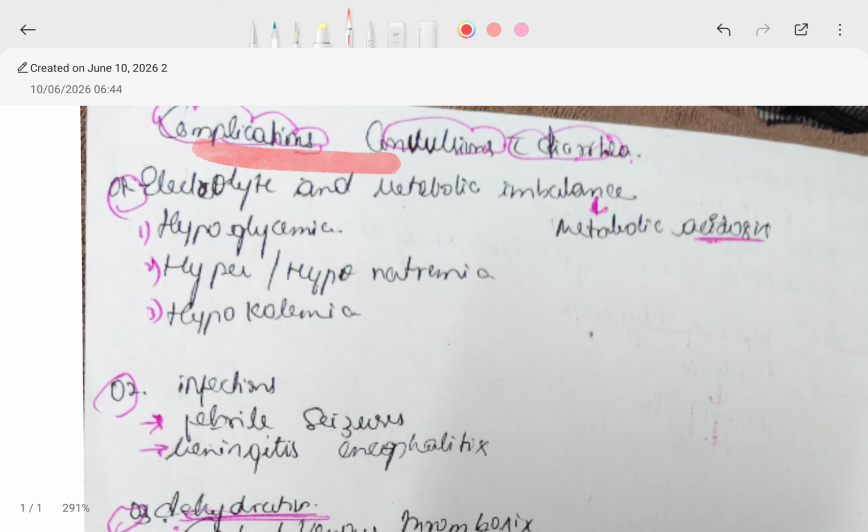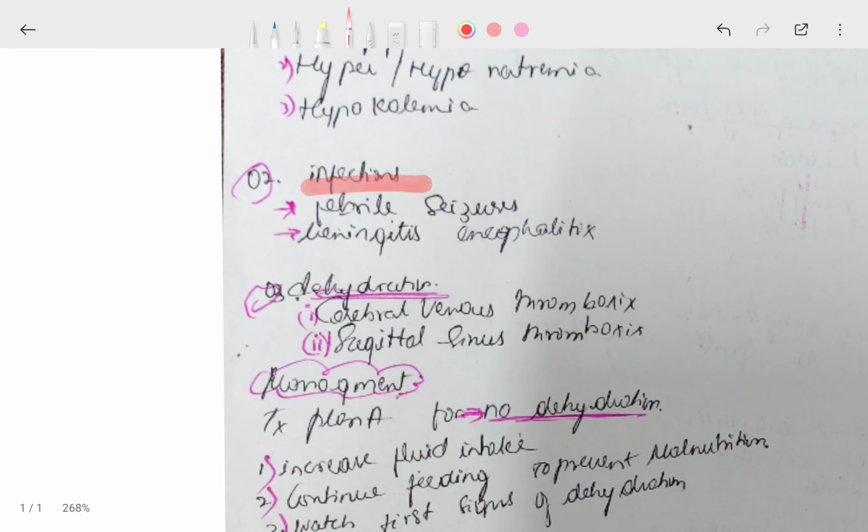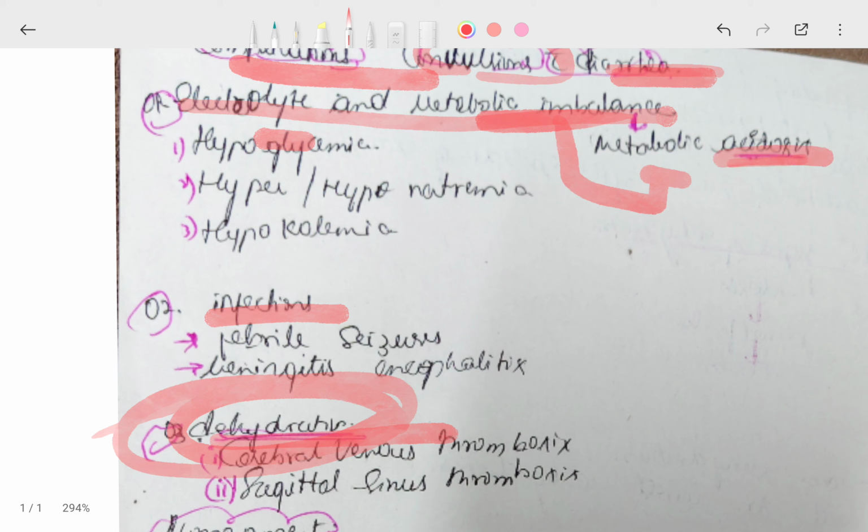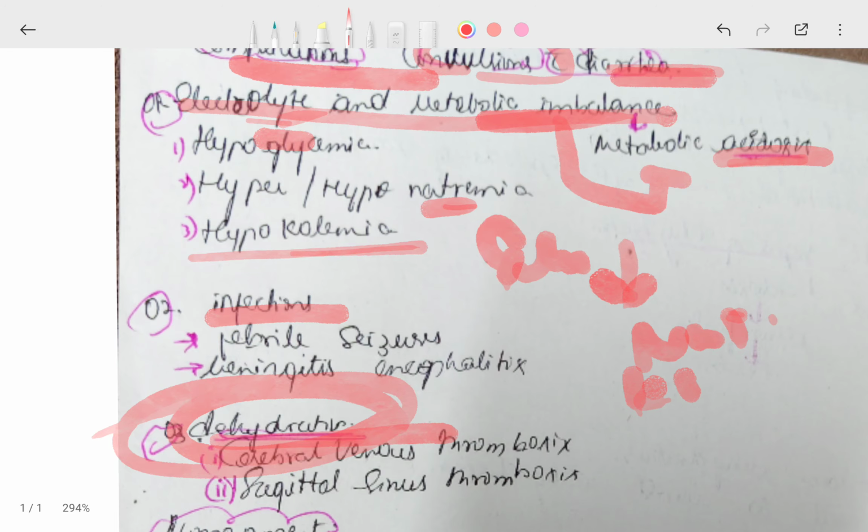Complications: it may cause convulsions because of diarrhea. These convulsions may be because of electrolyte or metabolic imbalance, or because of infection, or because of direct dehydration. In diarrhea, dehydration is the most common complication. Whereas electrolyte and metabolic imbalance will lead to acidosis. Glucose will be reduced, sodium will be reduced or increased, and there can be hypokalemia, where potassium is decreased.